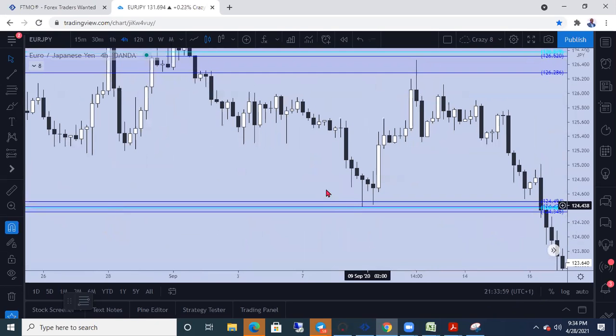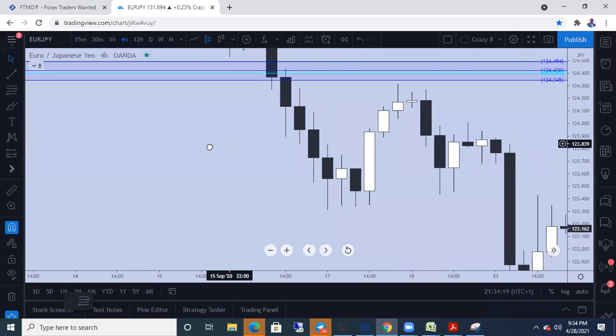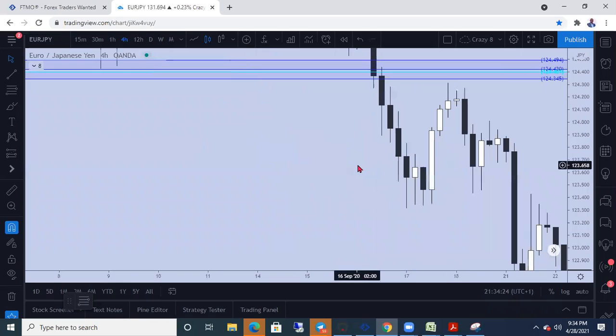Price came and sold off from there, right? Basically sold off from there. That's how we use the AQZ block with the preferred entry.